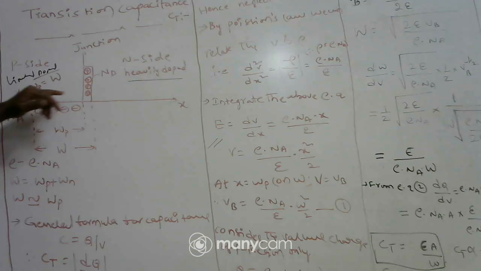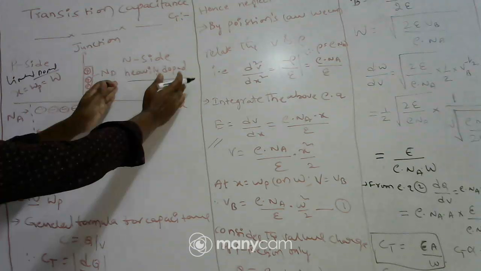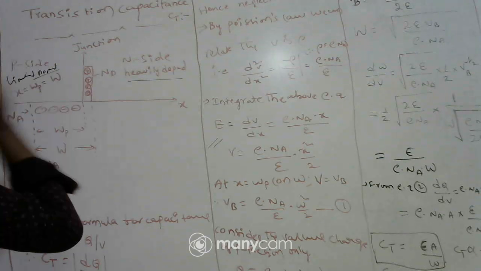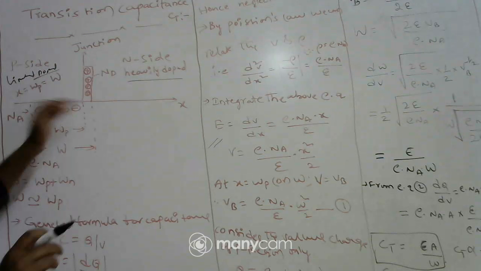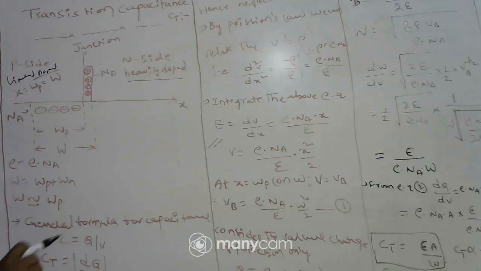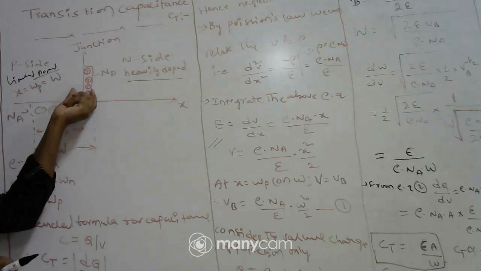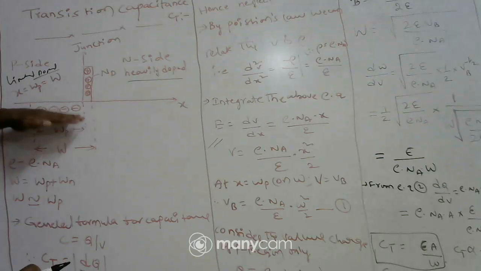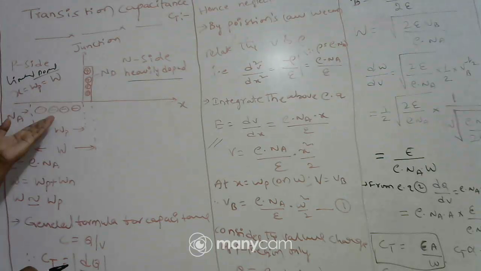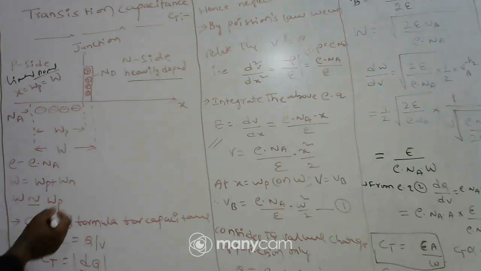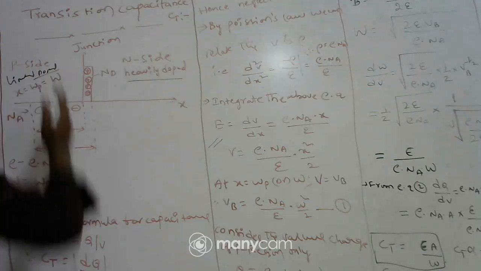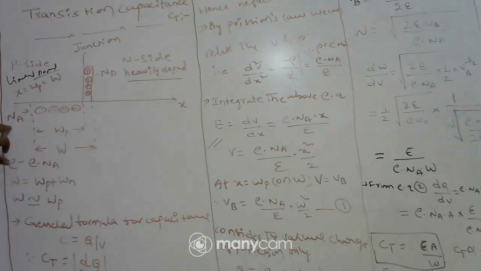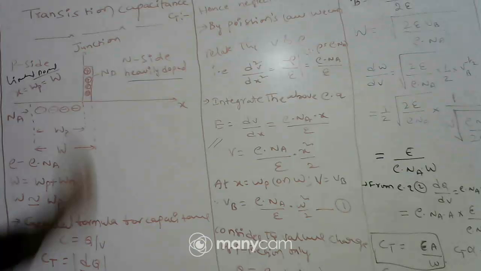This one is one region and this one is the other region, so it forms the junction. The distance we are representing with x. This one is the donor ions, and this side acceptor ions. Compared to donor ions, the acceptor ions width is less. Since it's heavily doped, this space decreases. So this side ions are acceptor ions, and this side is donor ions.